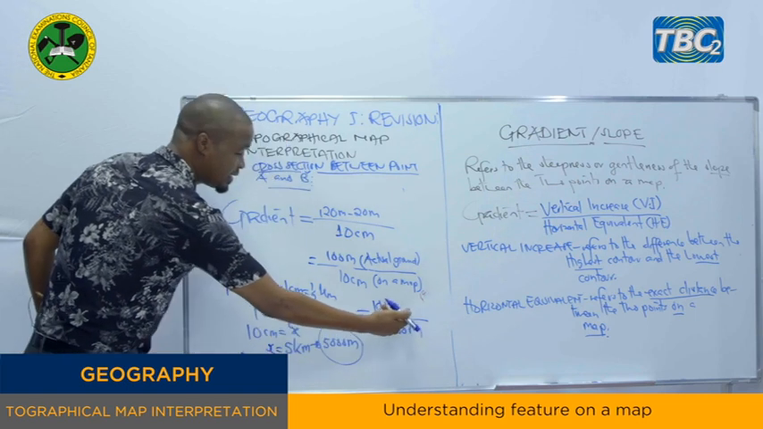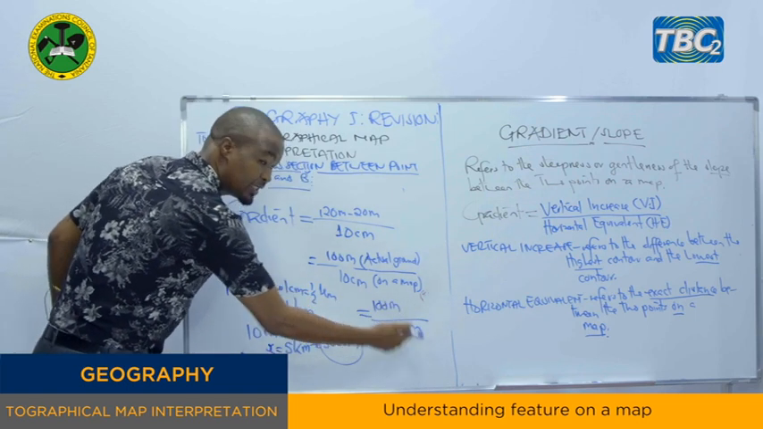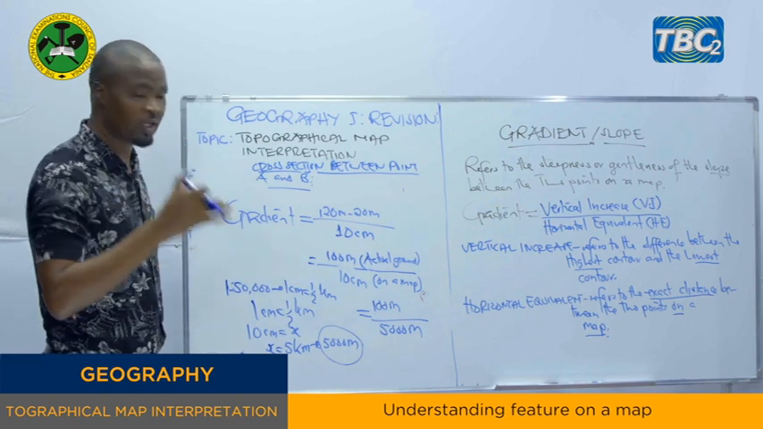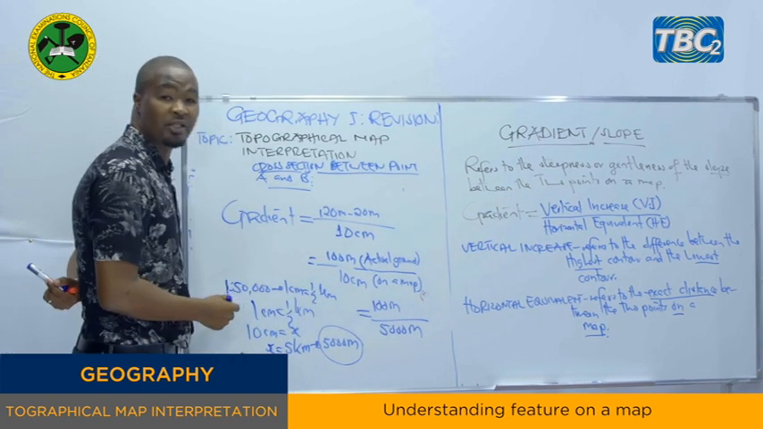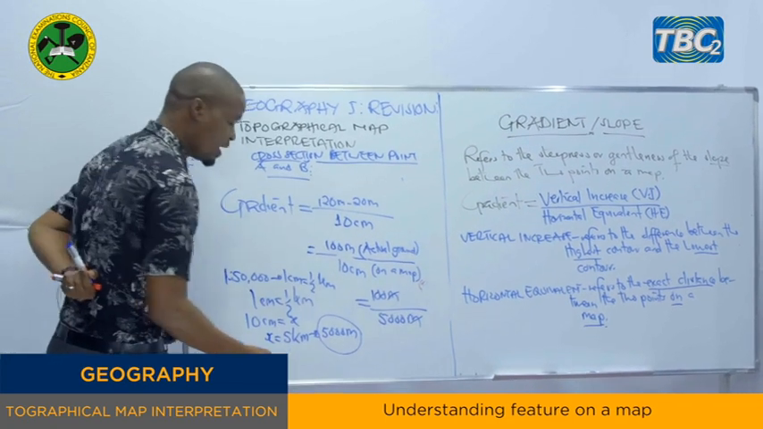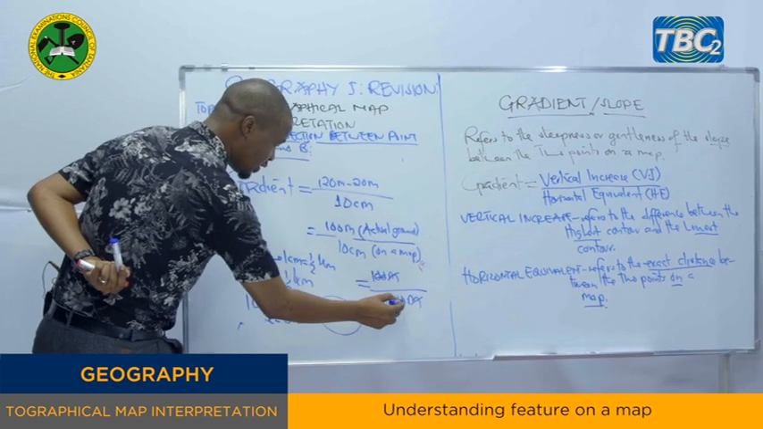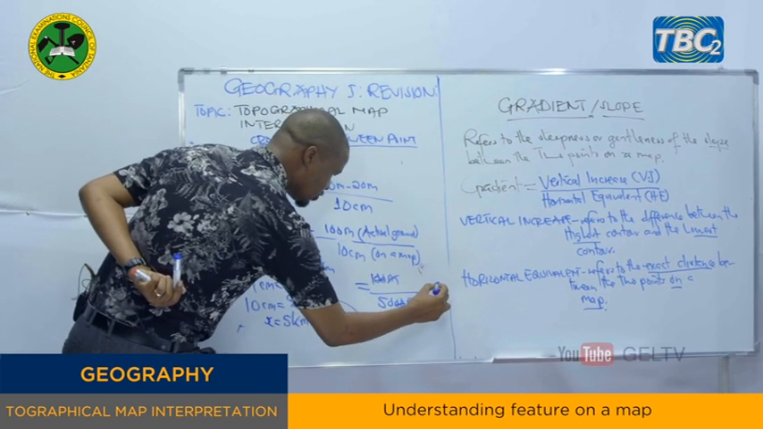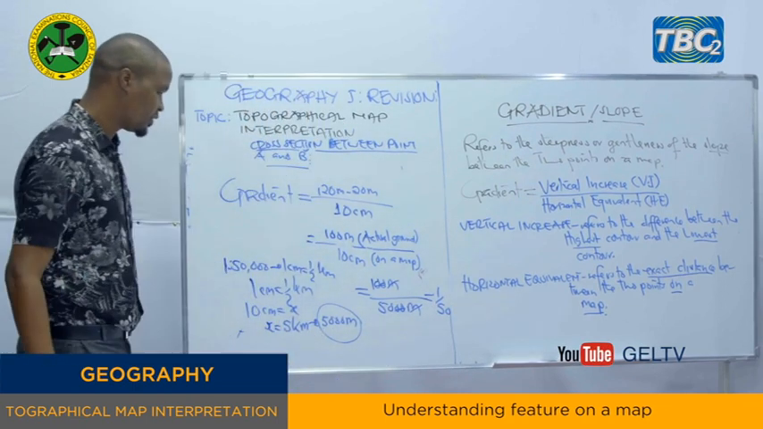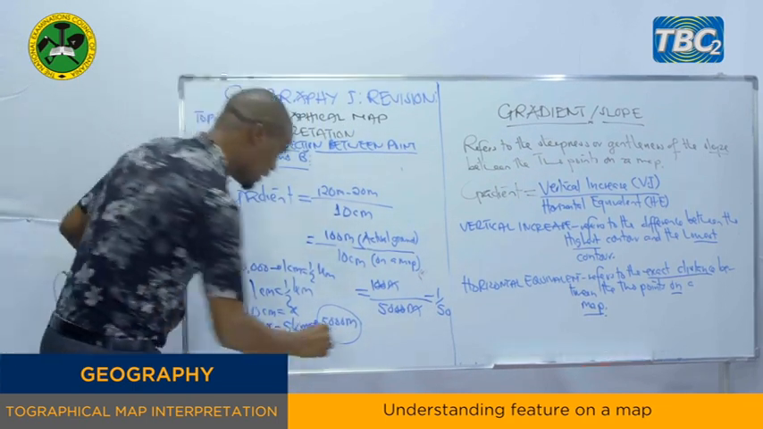Then from there, this is on the actual ground, and this one is on the actual ground. Are we together? Then from there, you can be able to do the normal mathematical calculation. It means this meter and this meter will be away. Then you will cancel this one and this one. Then our gradient will be equal to 1/50. You see? That will be our gradient.